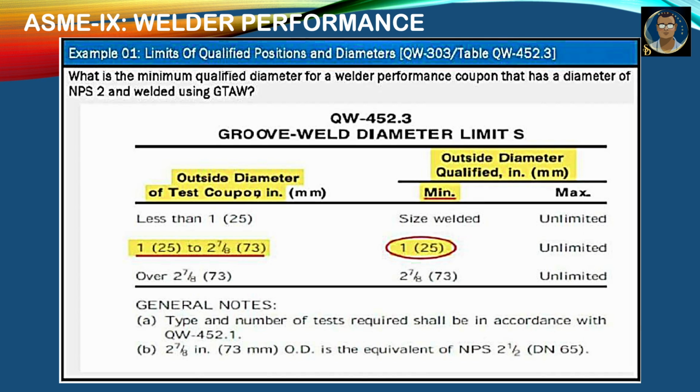What is the minimum qualified diameter of a welder performance coupon that has a diameter of NPS 2 and is welded using GTAW? So outside diameter 1 inch to 2 inch, which is 25 mm to 73 mm. Then the qualification range will start from 1 inch, which is 25 mm, to unlimited.